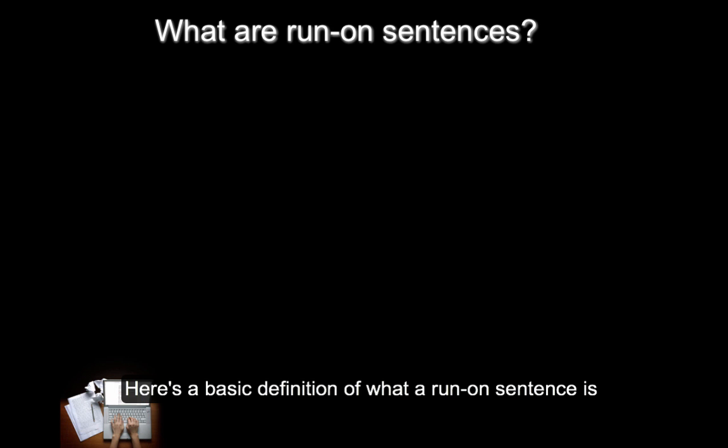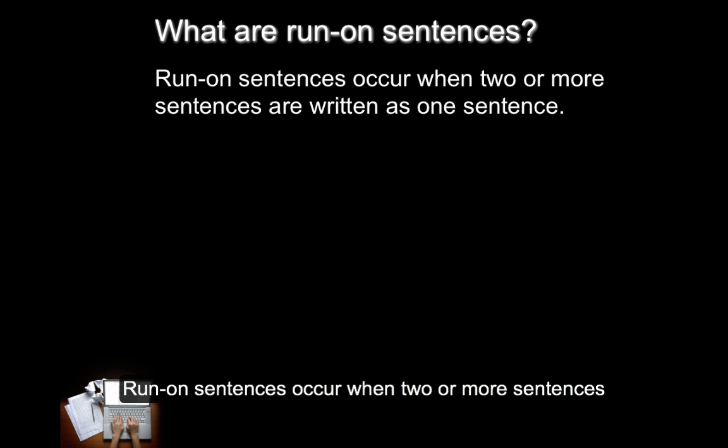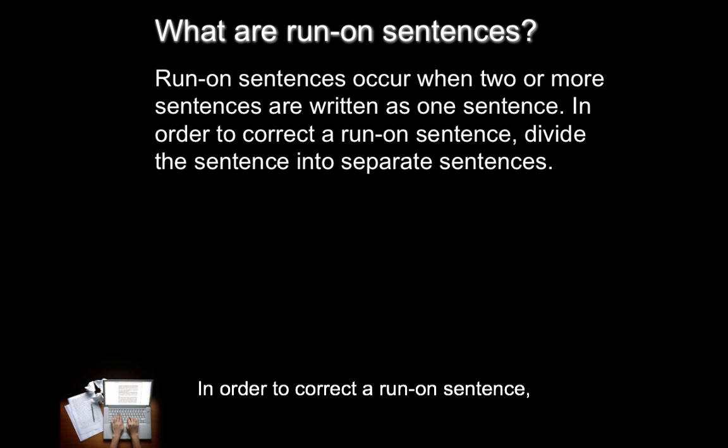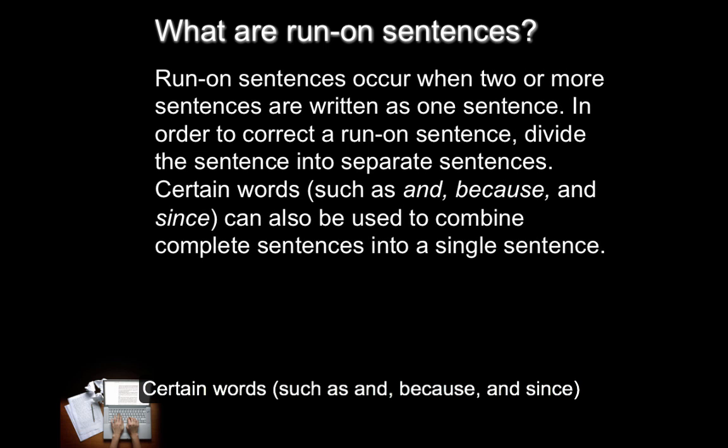Here's the basic definition of what a run-on sentence is. Run-on sentences occur when two or more sentences are written as one sentence. In order to correct a run-on sentence, divide the sentence into two separate sentences. Certain words, such as and, because, and since, can also be used to combine complete sentences into a single sentence, and that's something we'll talk about later in this lesson.